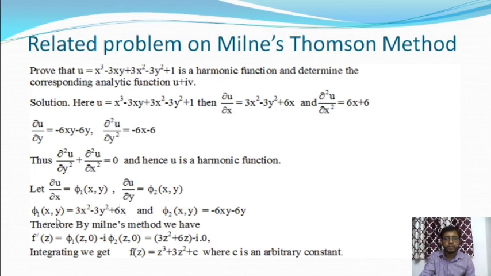phi 1 of z comma 0 is equal to 3z squared. Okay, y is 0, so the second term is 0, and the third term is 6z. That is, phi 1 of z comma 0 is equal to 3z square plus 6z.